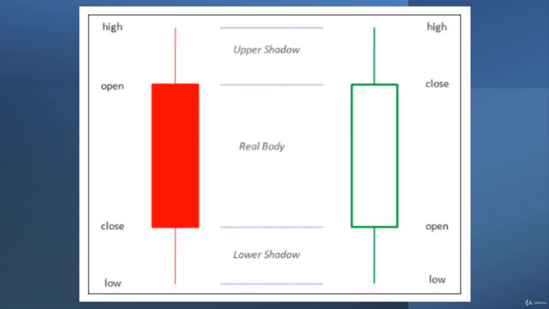Now the body itself tells you something. So on the one on the left, you can see that the very top of the rectangle, the top of the body, is the opening price. That horizontal line represents what the price was at the opening of the trading day. The bottom of the rectangle on this one shows you the closing price at the end of the day. What is the closing price?